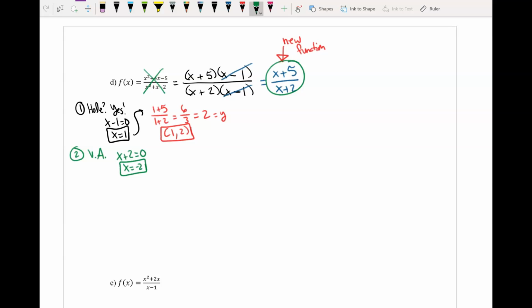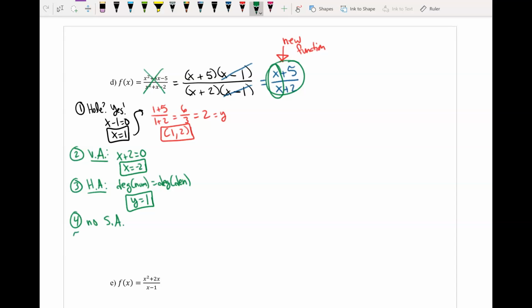Now let's take a look at the horizontal. At this point, you see that the degree of the numerator is equal to the degree of the denominator. So both the same. So that means it's going to be the ratio of the leading coefficients, which in this case will just be 1, y equals 1. And because we had a horizontal asymptote, that means that there's no slant asymptote.